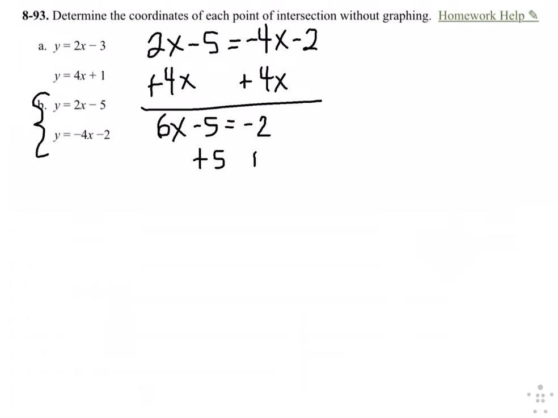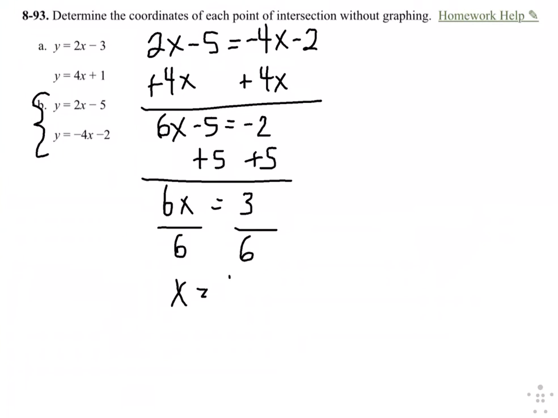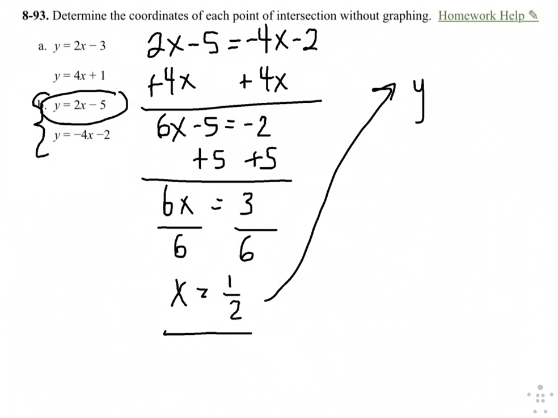We can add 5 to both sides. 6x equals 3. Divide both sides by 6. And we get x equals 1/2, or 3/6, right? So we're halfway there. Now I need to choose an equation. I'm going to choose the top one because it doesn't have any negatives in there. And we'll substitute in. So we get y equals 2x minus 5.